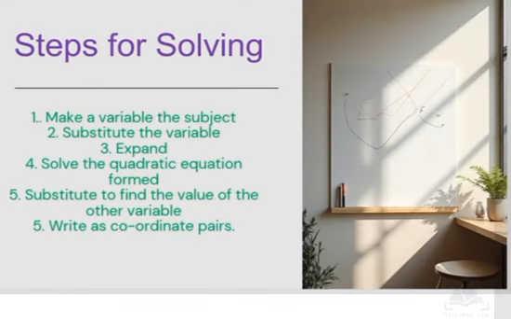So we have some steps involved in solving them. The first step says make a variable the subject, substitute the variable in the second equation, expand what you are going to be having to form a quadratic equation which you are going to solve, and then you substitute your answer to find the value of the other variable, and you write your final answer as coordinate pairs.